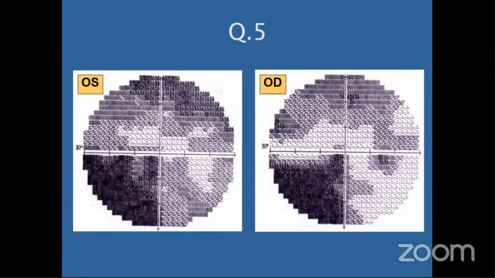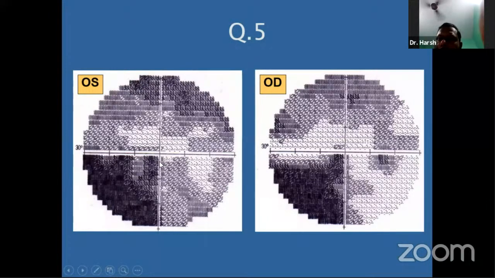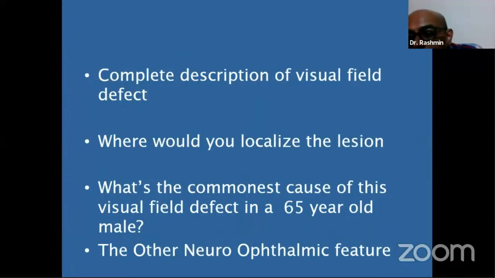First, the description. Left inferior homonymous quadrantanopia. So it is left-sided, that all of you forgot. It's a left-sided inferior homonymous quadrantanopia. So where is the lesion now? Where would you localize the lesion?